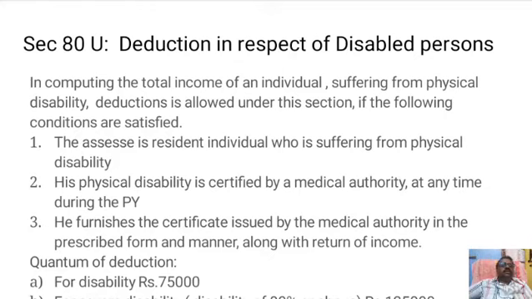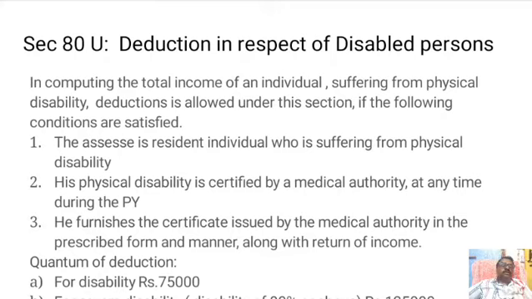The assessee is a resident individual who is suffering from physical disability. If it is more than 80% disability, then this is applicable. This physical disability is certified by the medical authority at any time during the previous year. He furnishes the certificate issued by the medical authority in the prescribed form and manner along with the return of income. He must obtain a medical form showing that he has a physical disability.